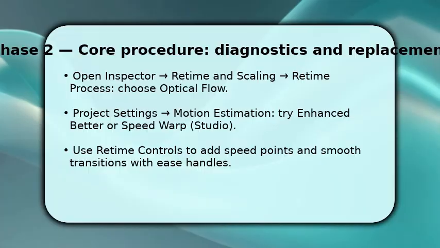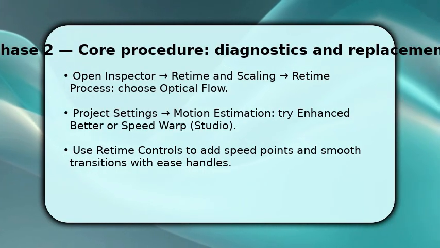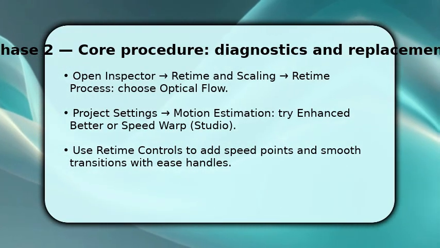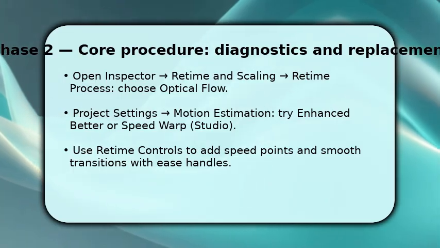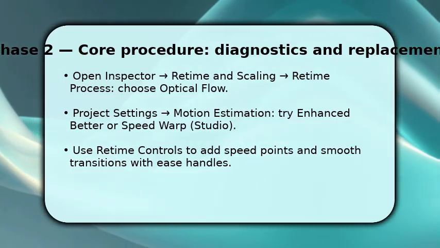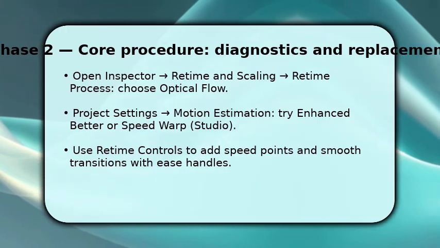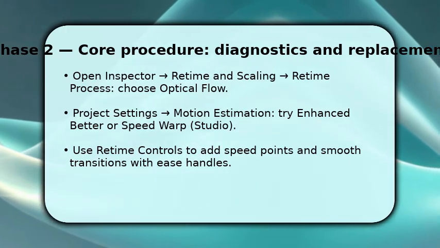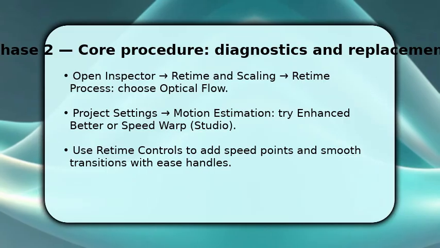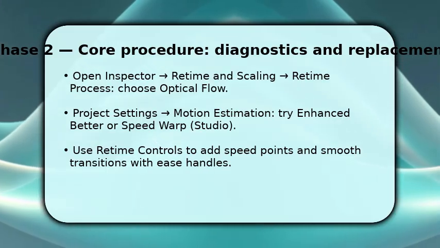Then go to Project Settings and set Motion Estimation to Enhanced Better. If you have Studio, test Speed Warp for superior results. Add speed points using Retime controls and pull the ease handles to create gradual ramps. These steps finish by rendering the slowed segment to inspect true quality.